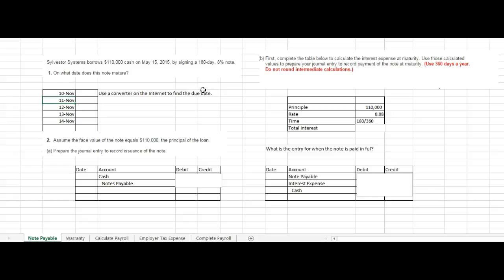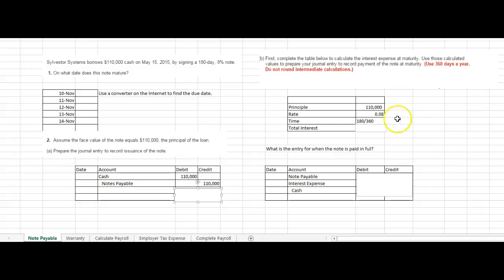The next thing we look at is the face value of the note, which is $110,000, and you want to prepare the journal entry to record the issuance of the note. Well, if I'm going to have a note payable, I had better receive some cash, and that cash will be $110,000, and I will show a liability of a note payable at $110,000. Relatively easy little journal entry.